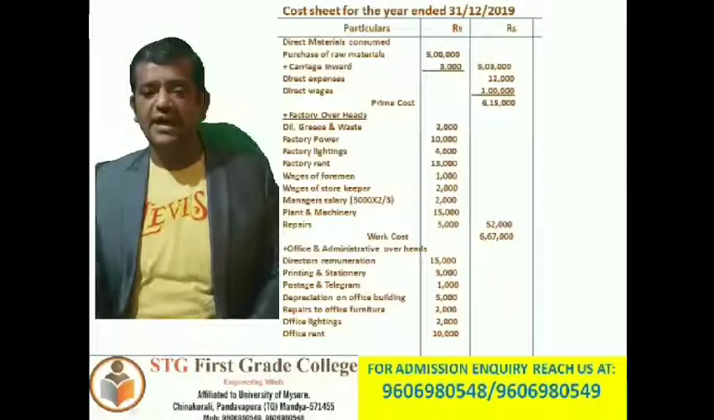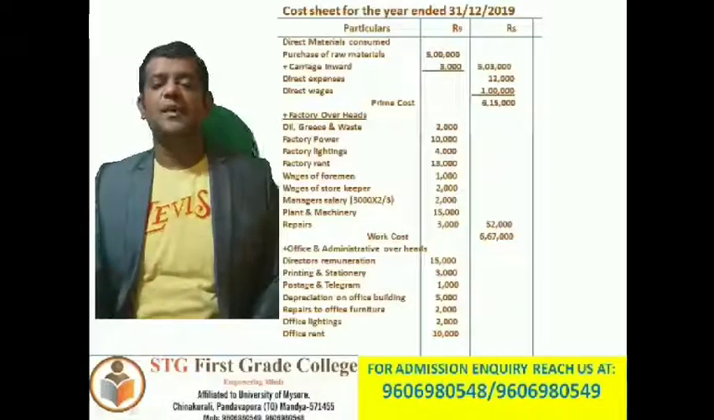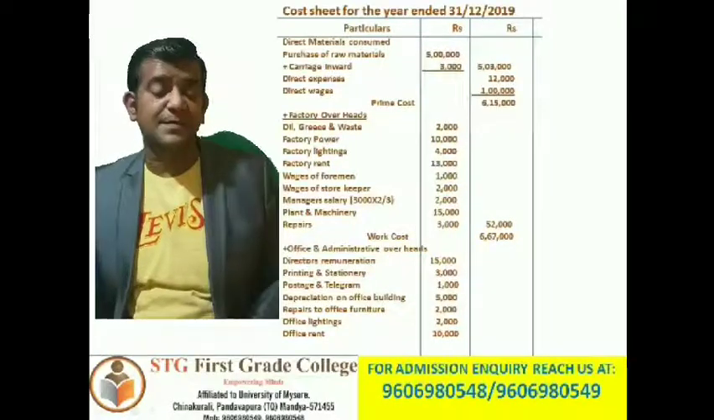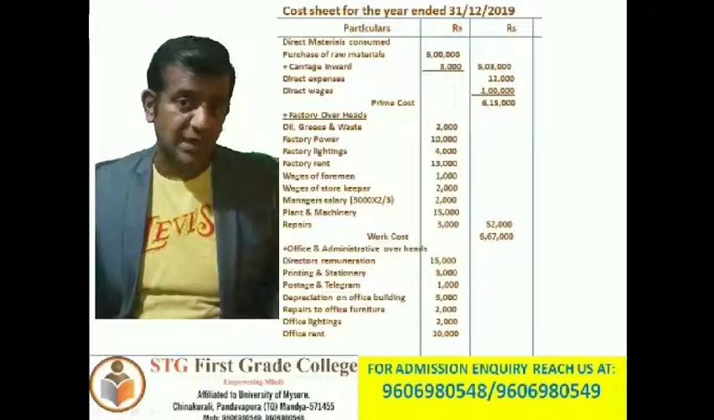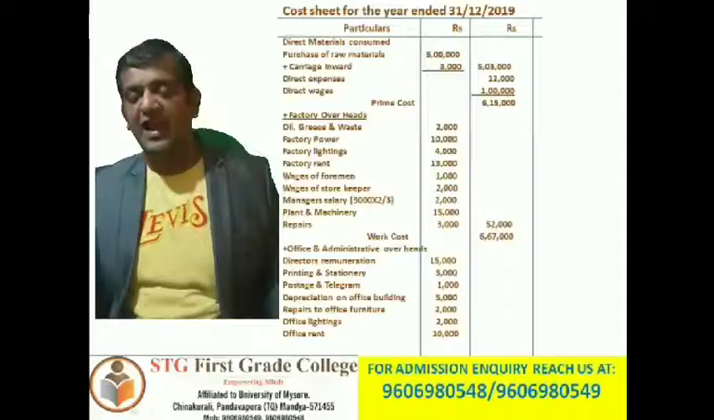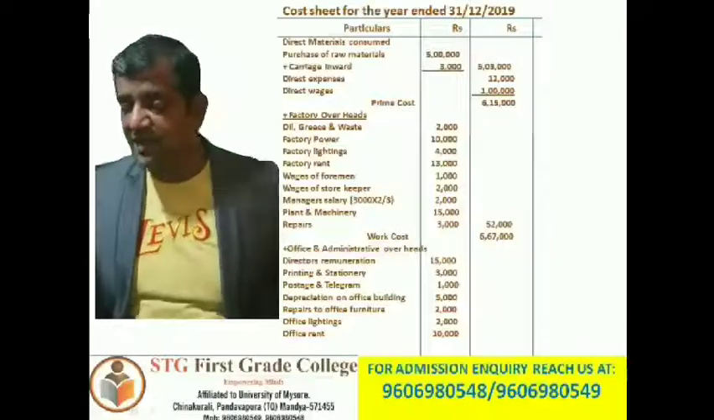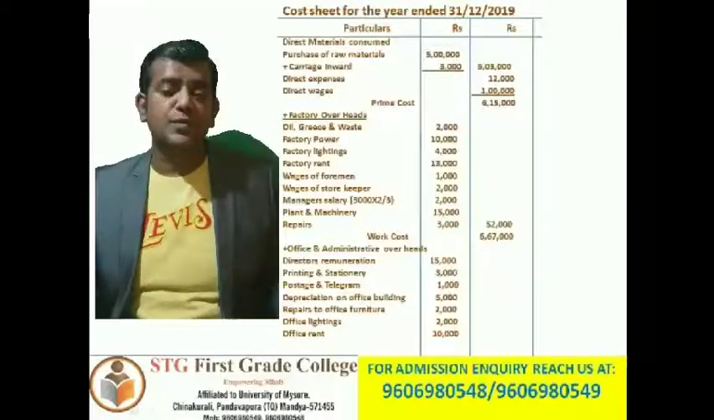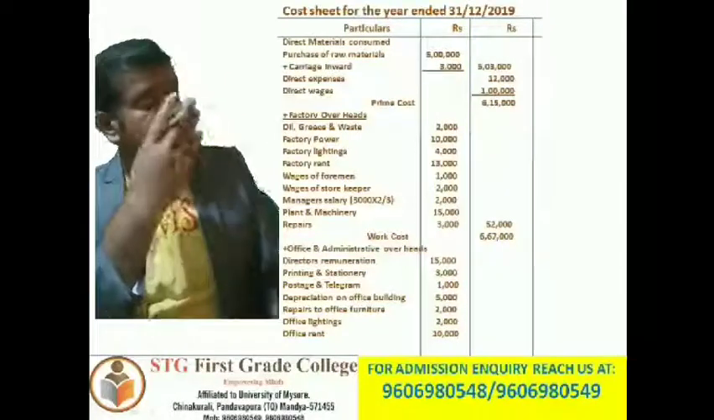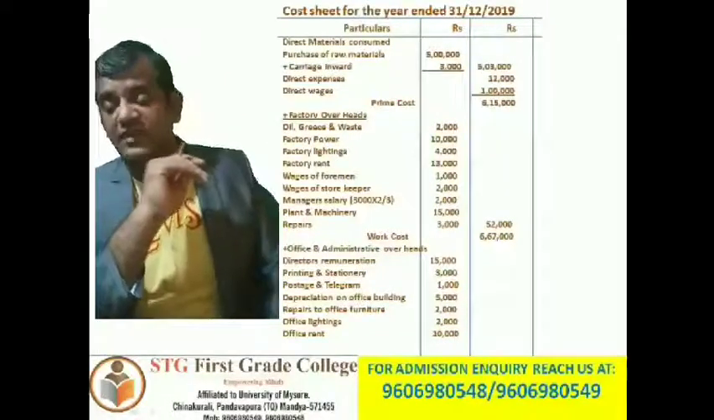Under that take down purchase of raw materials 5 lakh, because direct materials we are going to calculate. Carriage inwards always to be added to that. So add carriage inwards in the inner column, that is 5,03,000. Total it and put it to the outer column as 5,03,000.